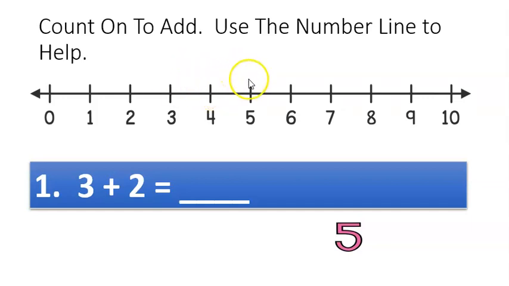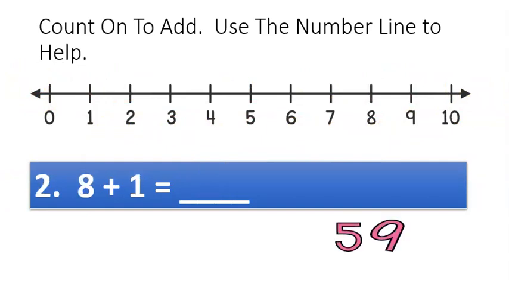1, 2. So first graders, what's our answer here? 5. So watch, Mr. Begay is going to get 5. I'm going to put 5 there, and there's our answer. So, 3 plus 2 equals 5, okay? Based on our number line here.